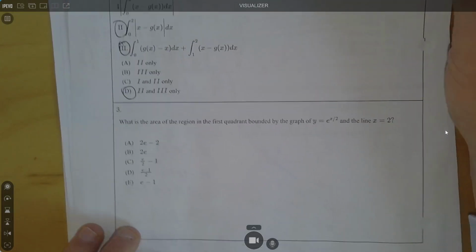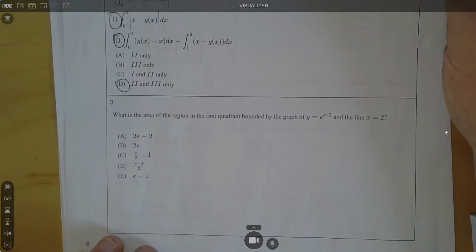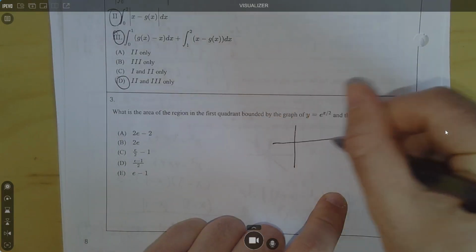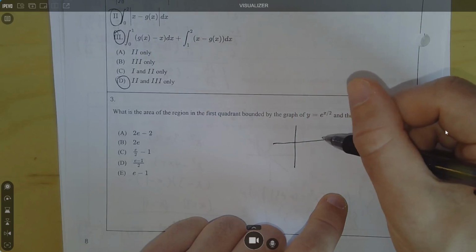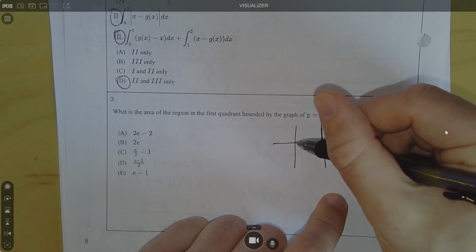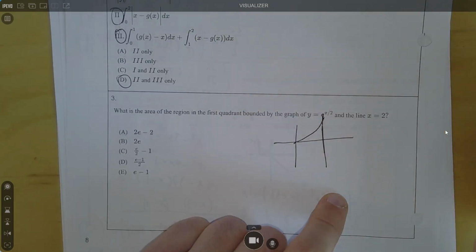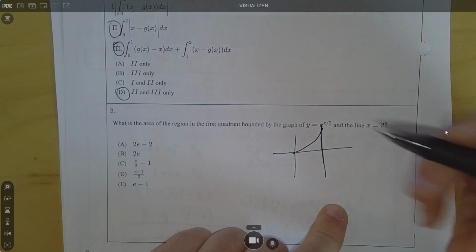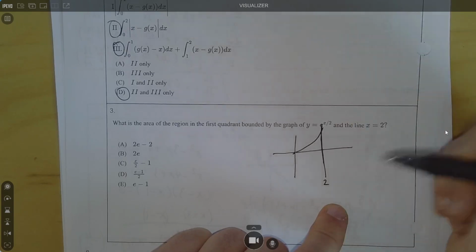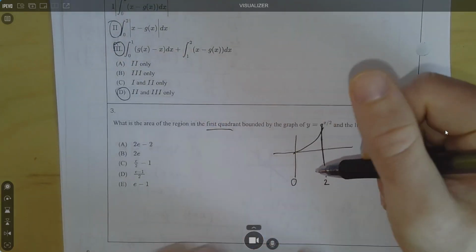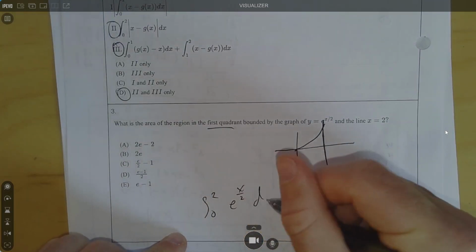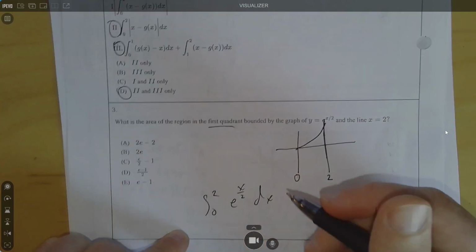All right, 3. What is the area of the region in the first quadrant bounded by e to the x over 2 and the line x equals 2? So again, they don't give you anything, guys. They just give you that. So we have x equals 2 roughly right here, and e to the x over 2. I don't really need to know what that looks like. It's fine just to draw that. It's actually an easier one than the other one because there's no other function on the bottom. The bottom is just 0, and it's first quadrant, so it's going to be from 0 to 2. So it's the integral from 0 to 2 of e to the x over 2. That's it. Easy.